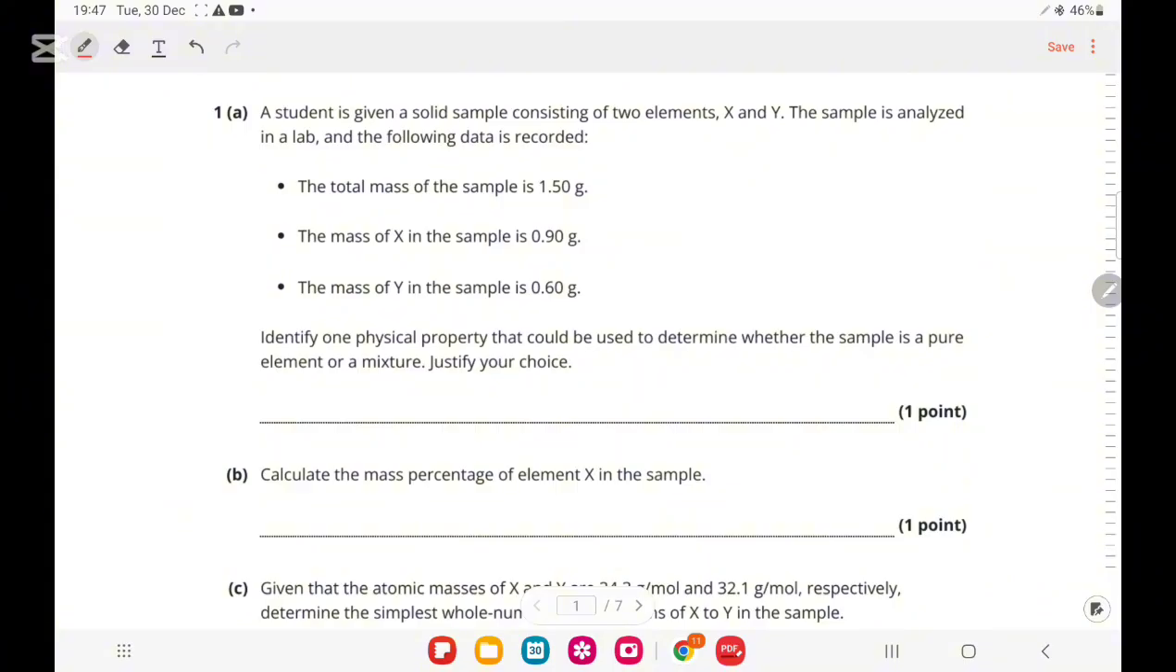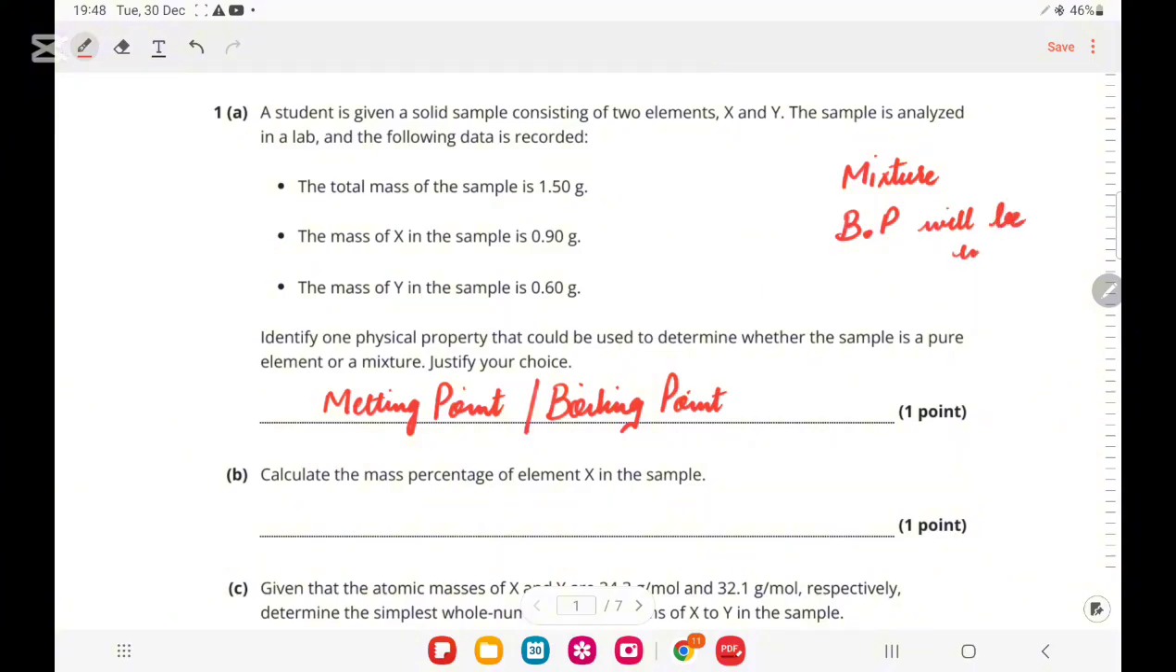The property that is going to be used to determine whether it is a pure element or a mixture is measuring the melting point or boiling point, because if it is a mixture, then the boiling point will be increased, and the melting point will decrease.